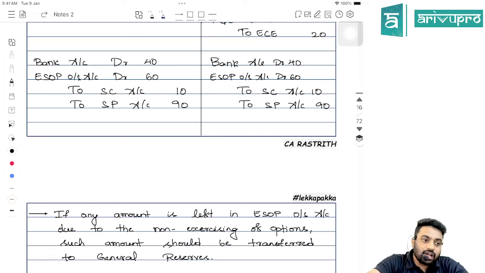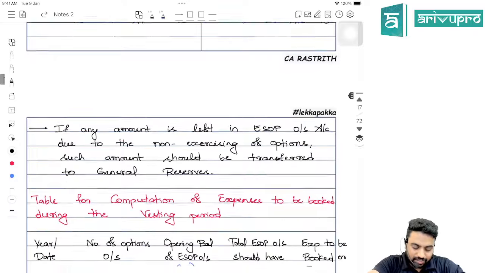Sometimes what happens, the provision we keep will be more than the expense it is. Correct? For example, we thought 1000 employees into 100, around 1 lakh stock will be exercised. But at the end only 90,000 stocks are exercised, let's say. But we created provision to what extent? 1 lakh extent. So this 10,000 extra provision will be there, no? That we are going to transfer to general reserve account. Correct? When we created ESOP outstanding as a credit, now we are going to debit the ESOP outstanding, credit the general reserve account.